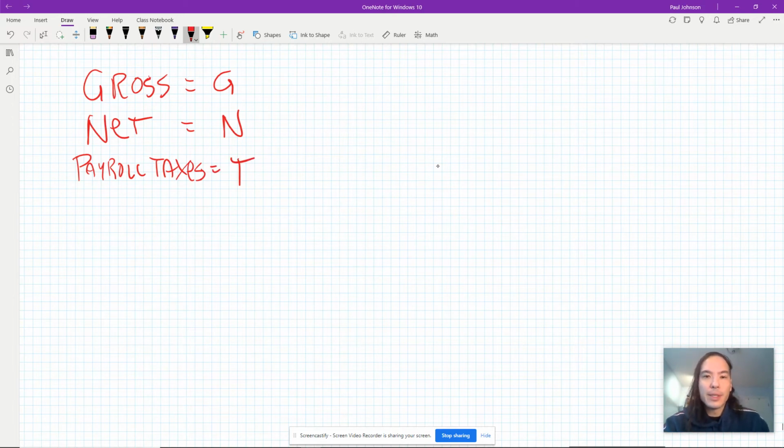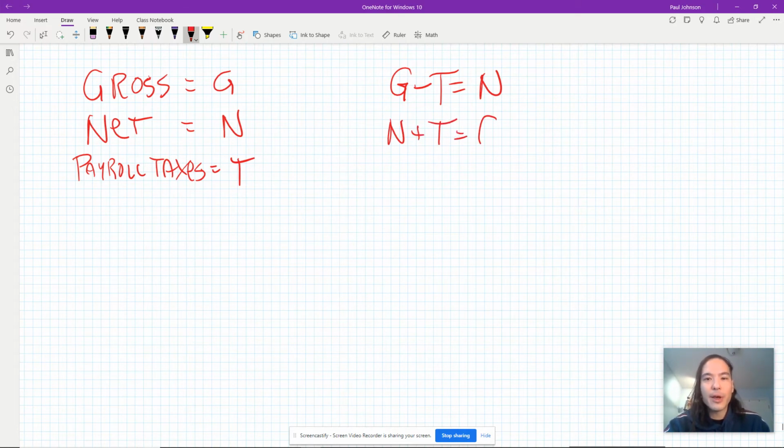So basically, if you have your gross income and you subtract your taxes, you will get your net income. If you have the net income and you want to find the gross income, just add the taxes to the net income, and that will tell you your gross income. And then if you want to find your taxes by themselves, you can take the gross income and subtract the net income, get the taxes. All right, so it's kind of like a fact family.